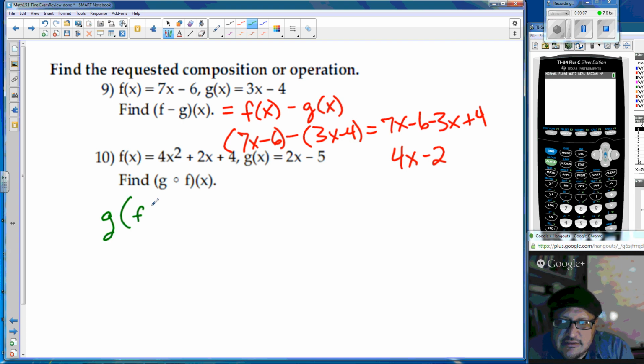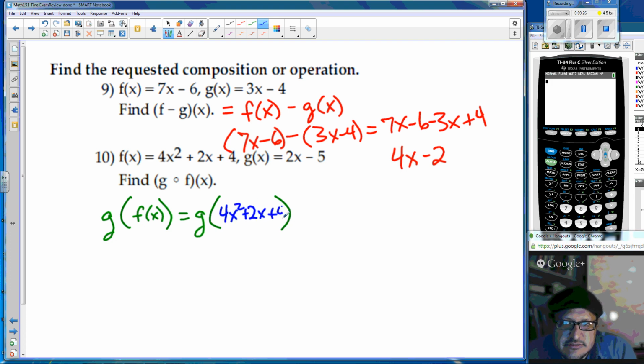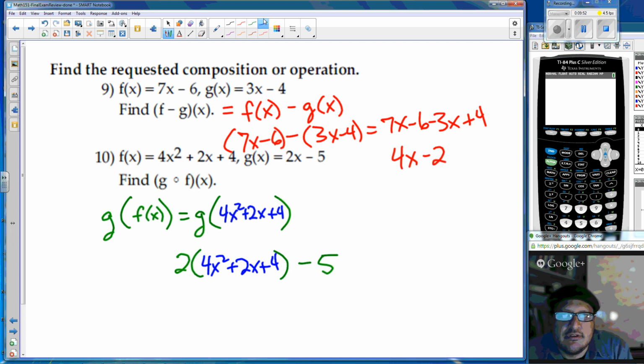Now I like to write it like this, where I have a big parentheses just so I know what's inside and what's outside. Here is the inside function. I don't even worry about the outside for now. F of x is this right here: 4x squared plus 2x plus 4. Now, everywhere I see x here, I'm going to plug it in on this function. So it's going to be 2 times something minus 5, kind of like one of the first problems we did. So this is 2 times what? 4x squared plus 2x plus 4. And now I just multiply this out.